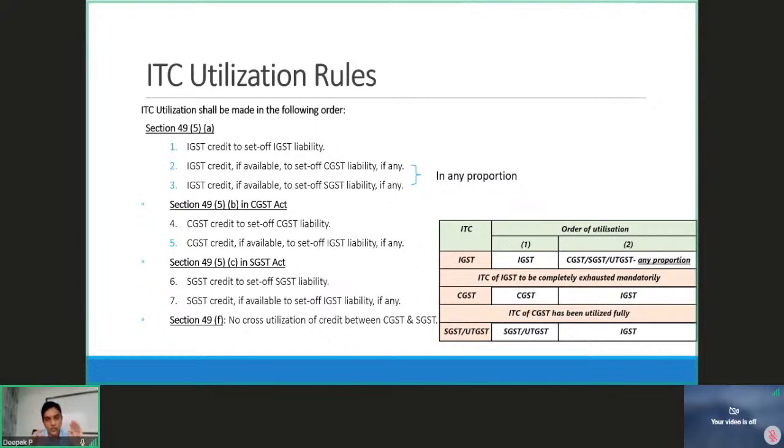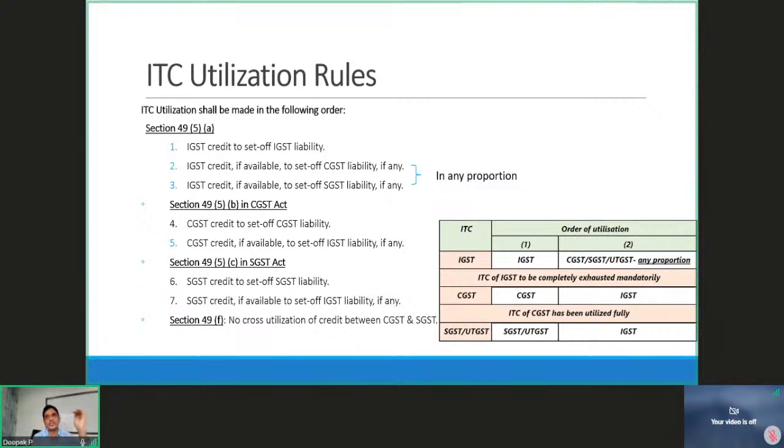No, that was the previous rule. What I'm saying now is relevant for you: first use the IGST for your IGST liability, then use the balance credit to offset CGST or SGST in any proportion. Okay, but you have to exhaust the IGST credit completely to utilize the other credits. Okay, then you will go to CGST.